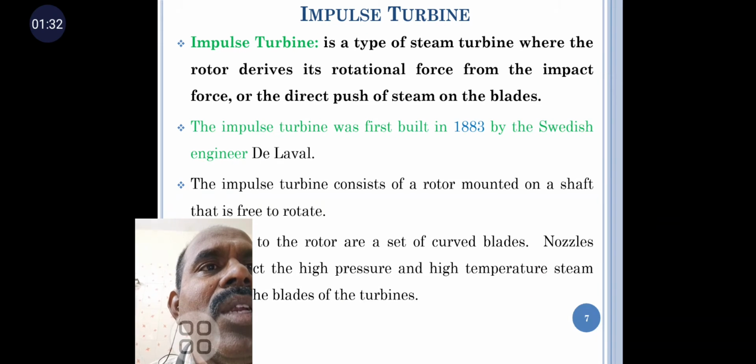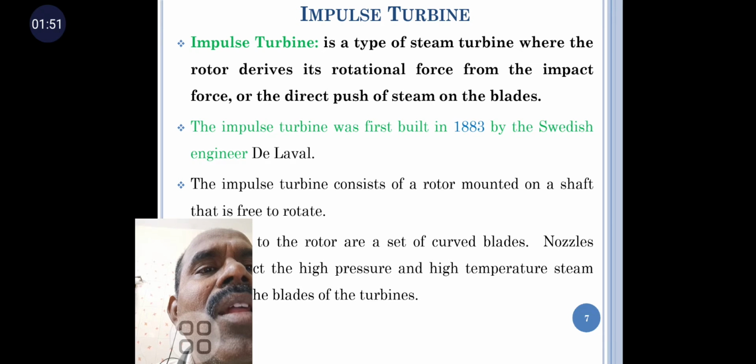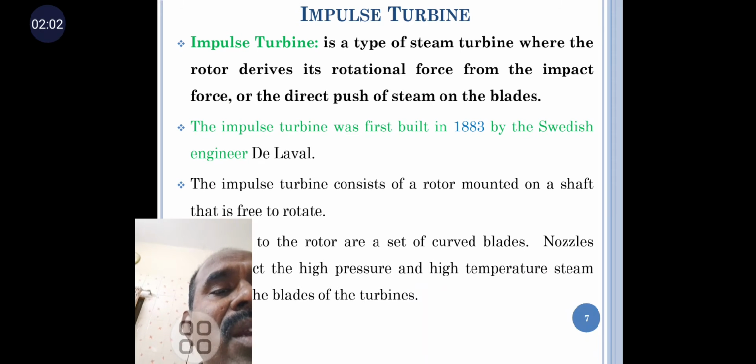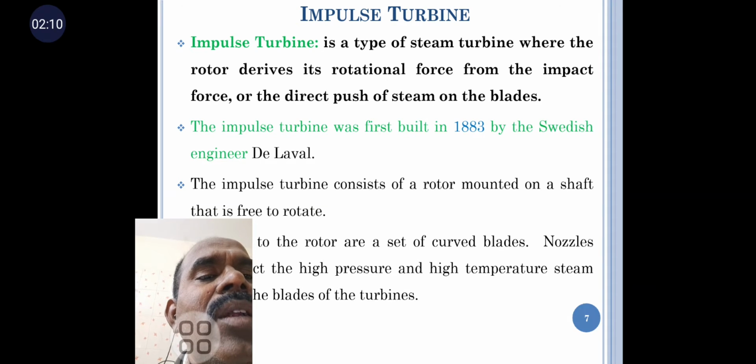Next we will discuss the impulse turbine. It is a type of steam turbine where the rotor derives its rotational force from the impact force, that is, the direct push of steam on the blades. The impulse turbine was first built in 1883 by the Swiss engineer de Laval. The impulse turbine consists of a rotor mounted on a shaft for free rotation. The rotor has a set of curved blades. The nozzles inject high pressure, high temperature steam, which hits the blades of the turbine.